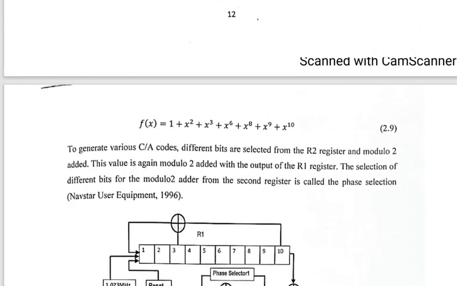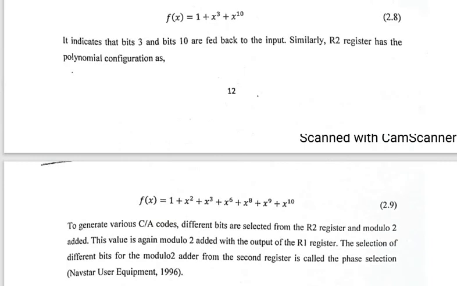The C/A code generator consists of 2 registers, each having a polynomial equation. The first register, R1 or G1, has the polynomial f(x) = 1 + x^3 + x^10, which means bits 3 and 10 are fed back to the input.